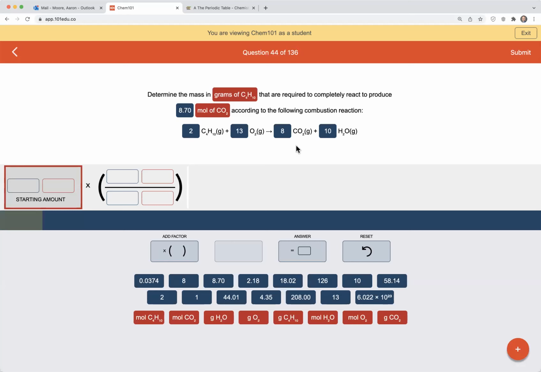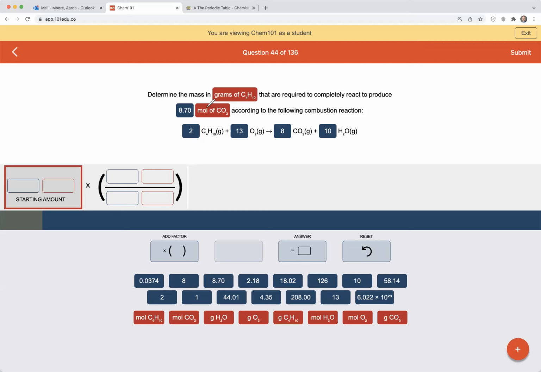Yes, okay. All right, so determine the mass in grams of butane, C4H10, that are required to completely react to produce 8.7 moles of CO2 according to the following combustion reaction. All right, and it is balanced, okay? So I'm gonna just write it out and then we'll put it in the scaffolding, perhaps. We'll see.